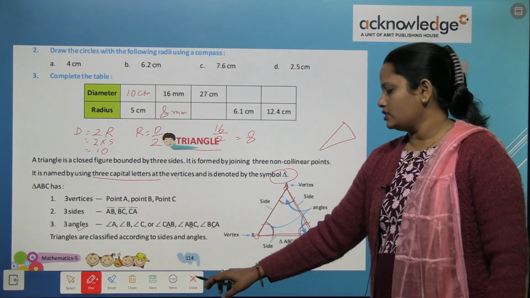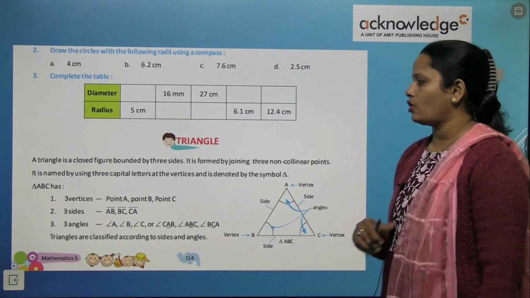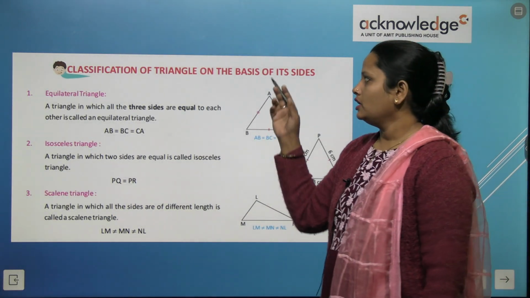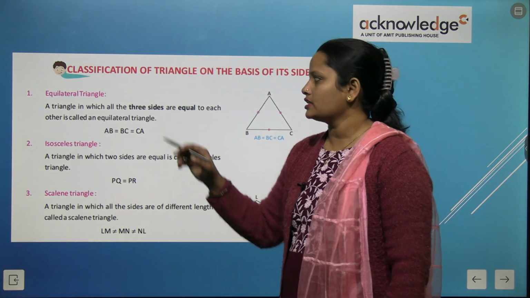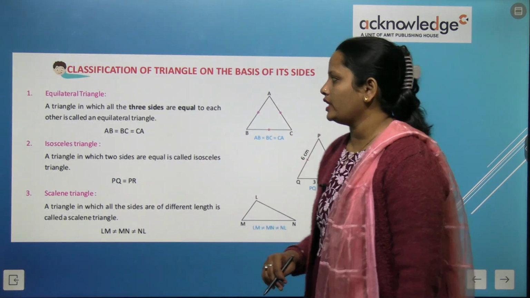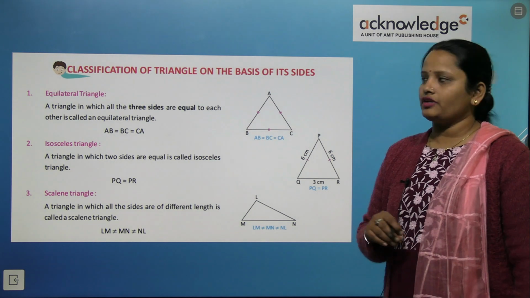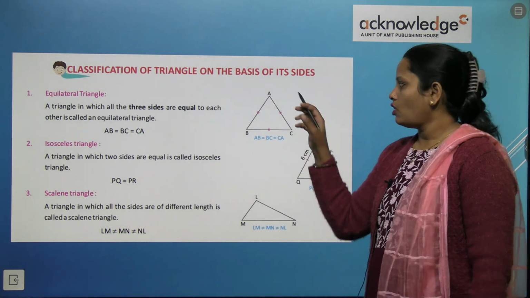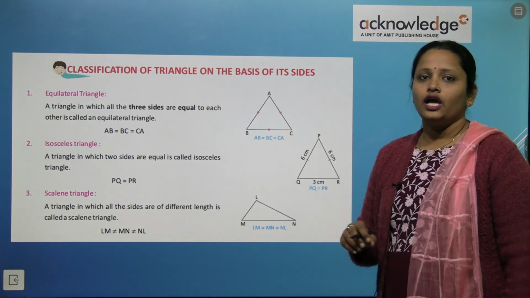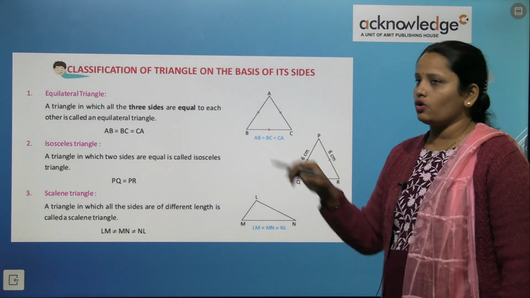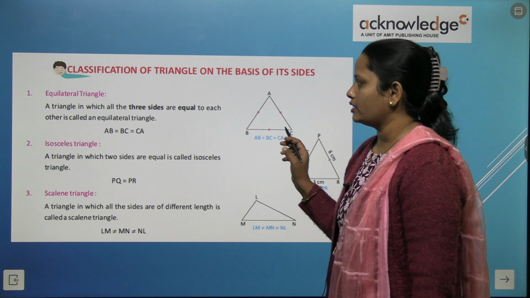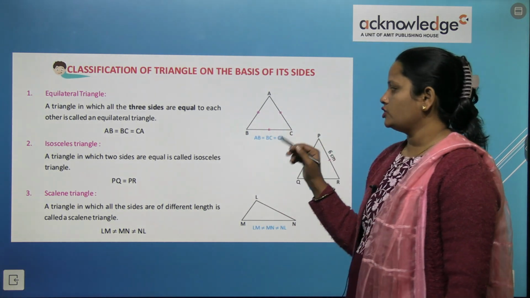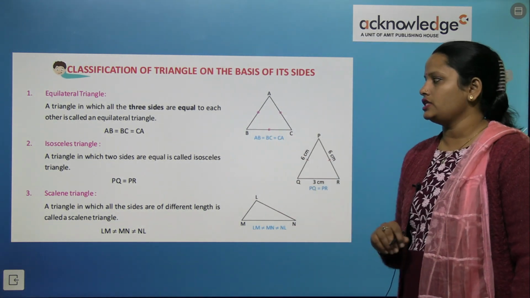Triangles are classified according to sides and angles. जो triangles हैं हम इनके sides और angles के accordingly classify करते हैं. How can we classify the angles? Let's learn on the basis of the sides. The first one is equilateral triangle. Equilateral triangle क्या होता है? A triangle in which all the three sides are equal. ऐसे triangle जिसके तीनों sides क्या हो? Equal हो. तो ऐसे triangle को हम equilateral triangle कहते हैं. Means AB is equal to BC and BC is equal to CA.